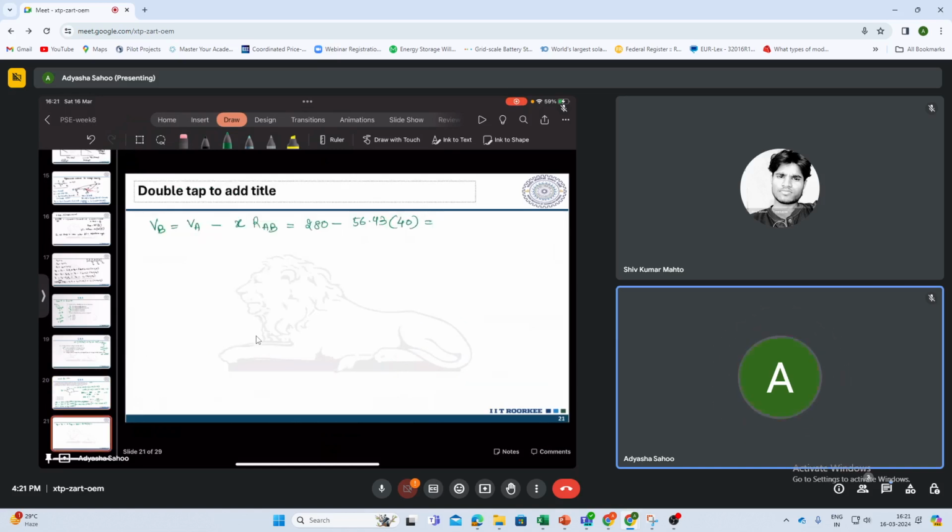So AB was 0.4, and here we have two conductors, right? Go path and return path. So two conductors means resistance will also be for two wires, so two times. So that will give me 280 minus 56.43 into 0.4. So that is 257.428.